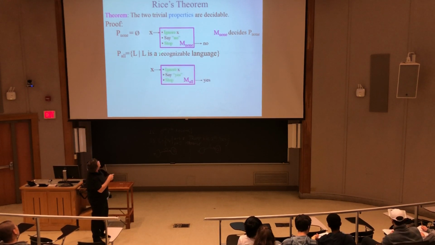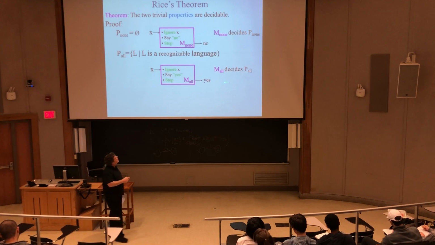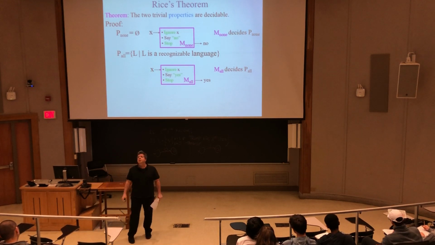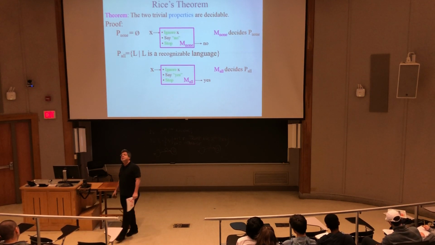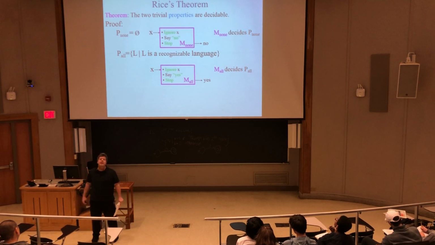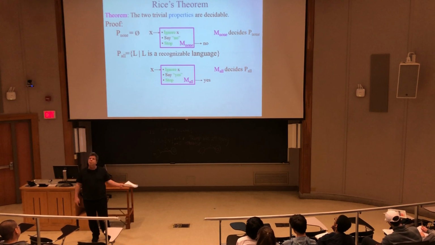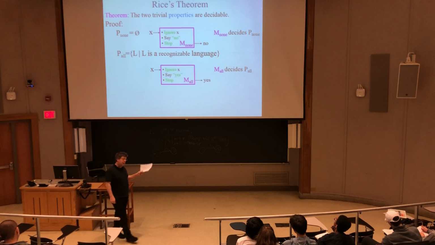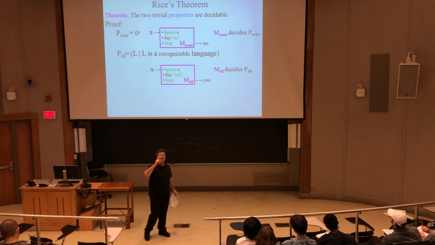Similarly, the property that has all the languages in it is solvable by an algorithm that just says yes. For any input, you just say yes. So it decides the property for all recognizable languages. You give it a recognizable language, it says yes, and you're deciding the property that contains all the decidable languages. So these 2 trivial properties are both decidable, and not only that, they're decidable with a single line algorithm.